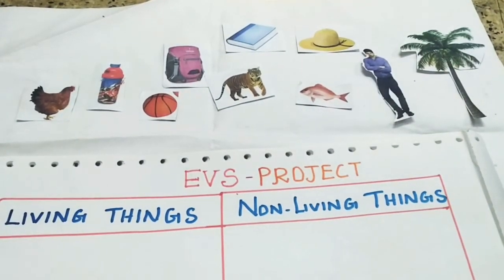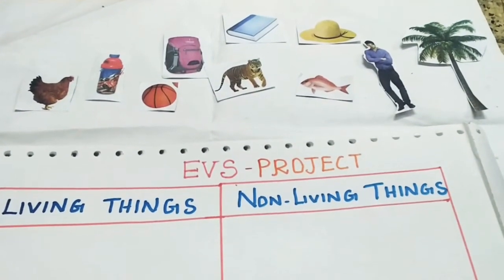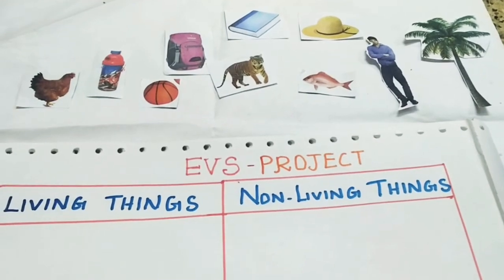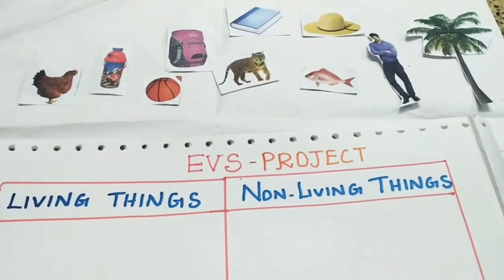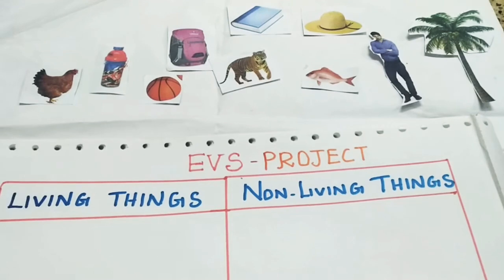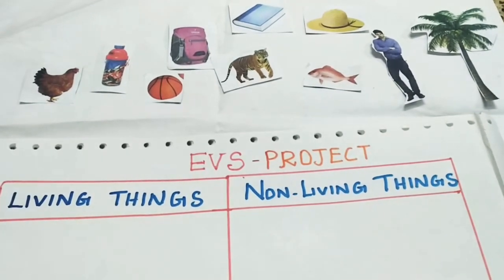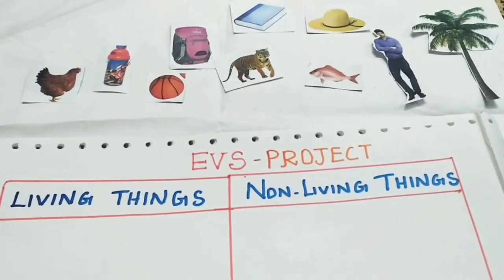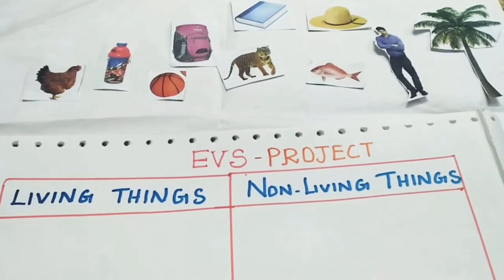Hello children. So today in science class we are going to find out living things and non-living things. Living things have life and non-living things don't have life.